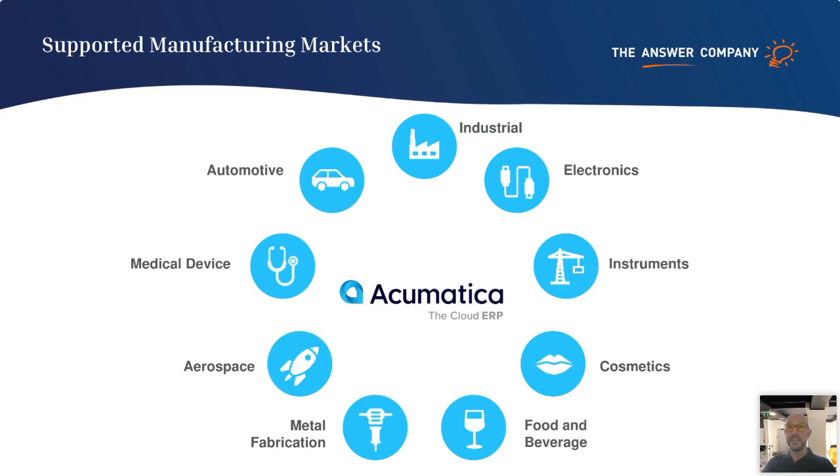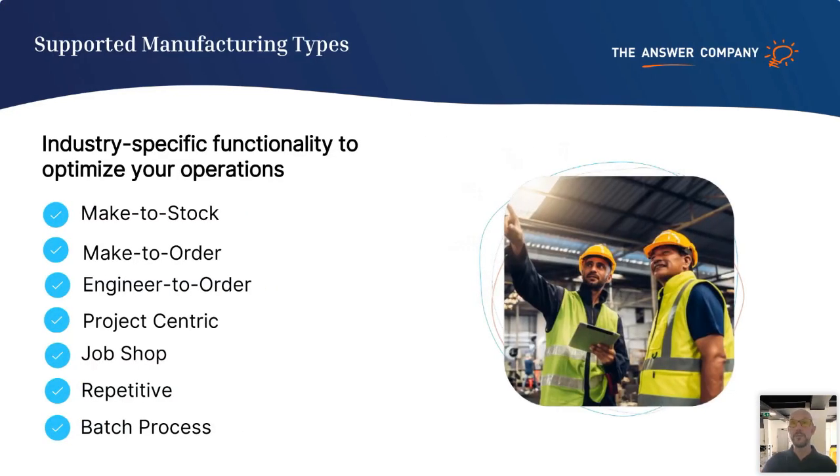One of the key strengths of the Acumatica Manufacturing Edition is its ability to support a wide range of industries and manufacturing types. Whether you're in discrete manufacturing, batch processing, or managing complex project-centric production, Acumatica has the tools and flexibility to meet your unique needs. Acumatica offers full support for various manufacturing types, including make-to-order, engineer-to-order, make-to-stock, batch process, and job shop production.